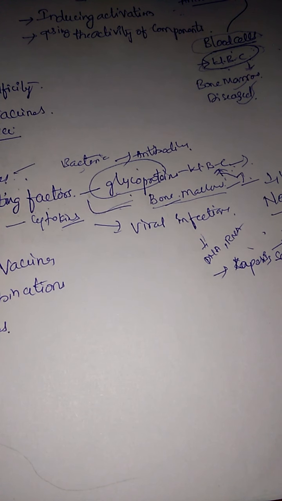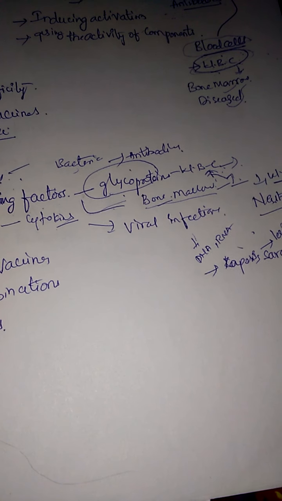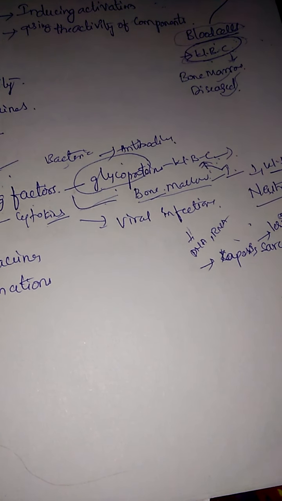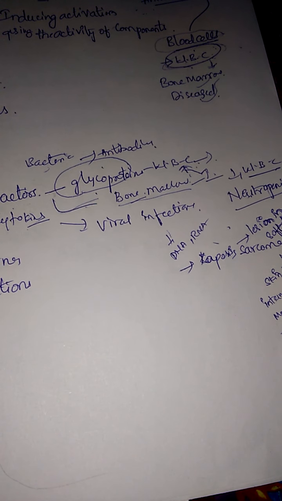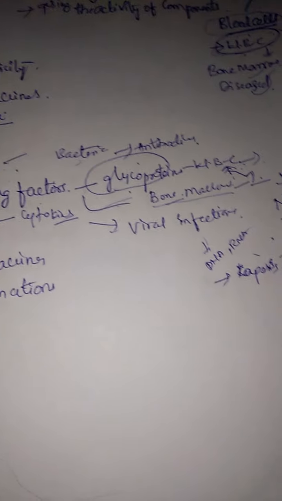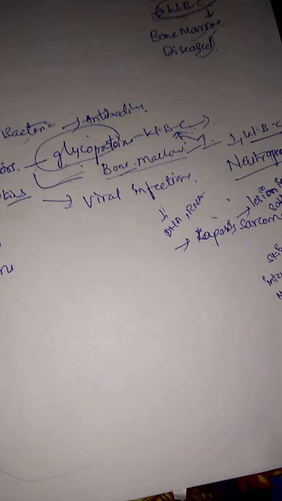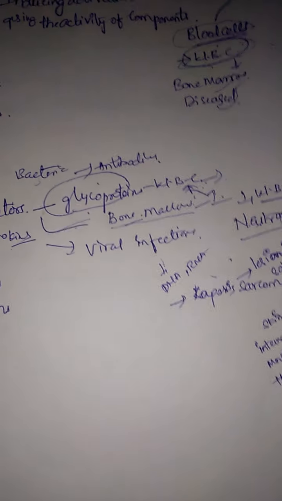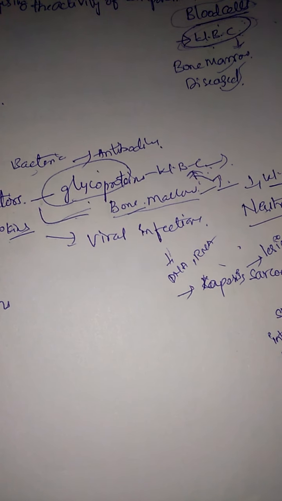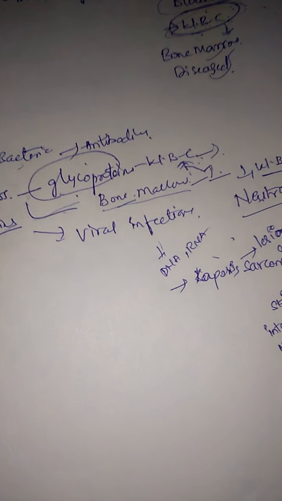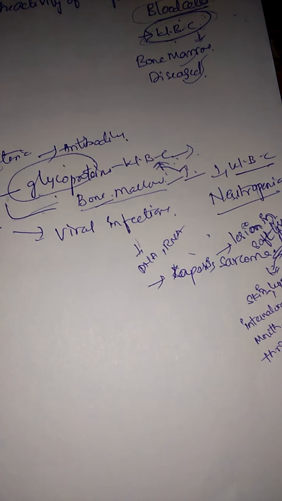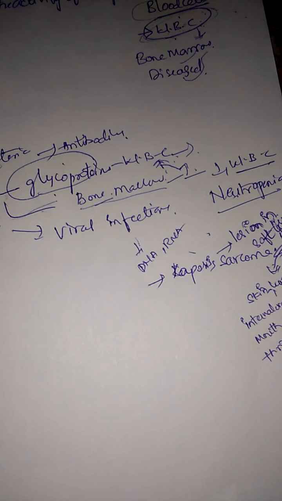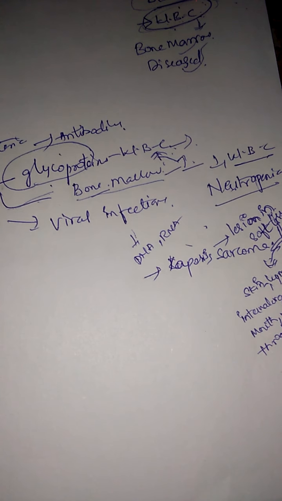Mainly two types of interferons are involved in our host defensive mechanisms. They act as immunomodulating agents as well as having anti-proliferative properties. So these interferons have two mechanisms of action: immunomodulating activity and anti-proliferative properties. Mainly it inhibits the multiplication of DNA and RNA.